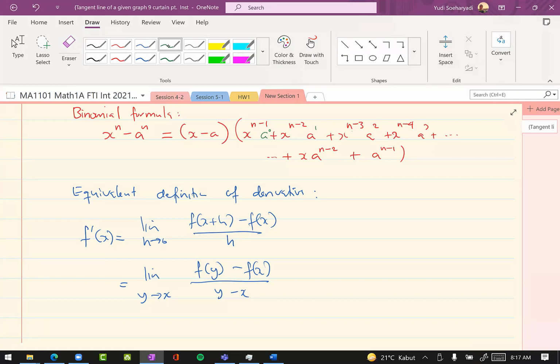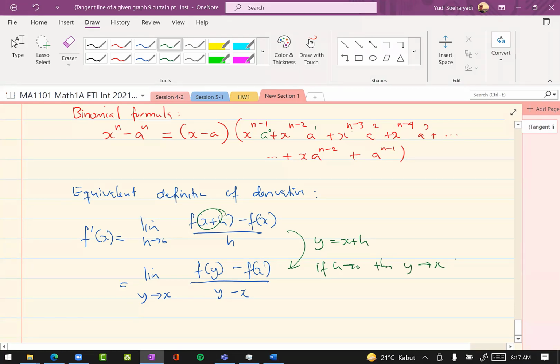So how do you see this one? You get from here, from there, y equals x plus h. So you're replacing x plus h by y. If you replace x plus h by y, then you see that if h goes to 0, then y goes to x. Also, h is y minus x. They are the same. This is how you compute the derivative using this limit, the first limit, or the second one.